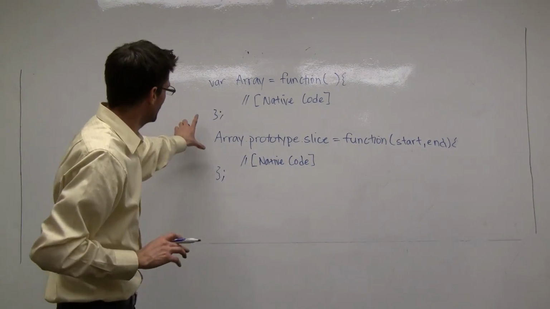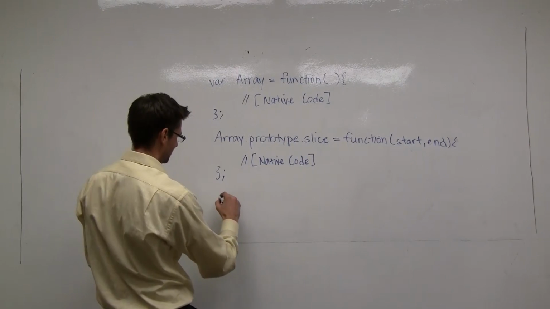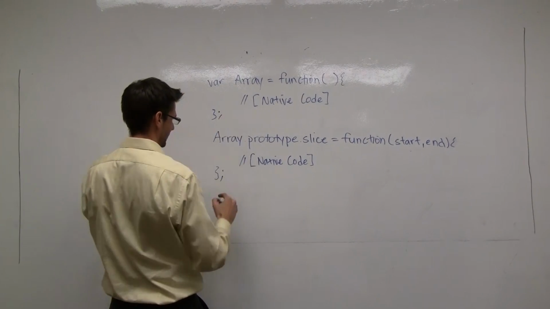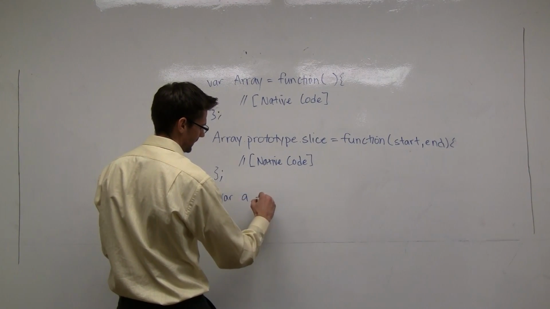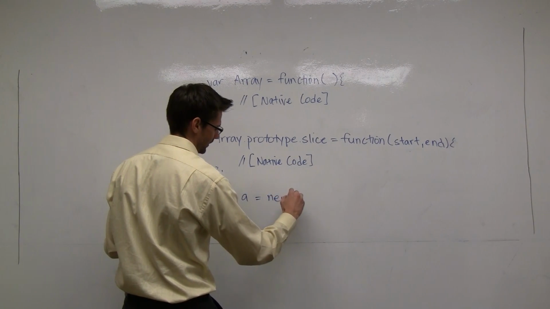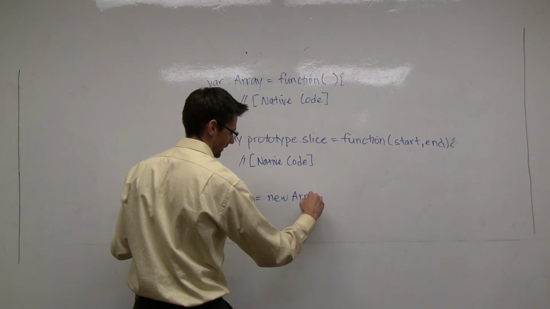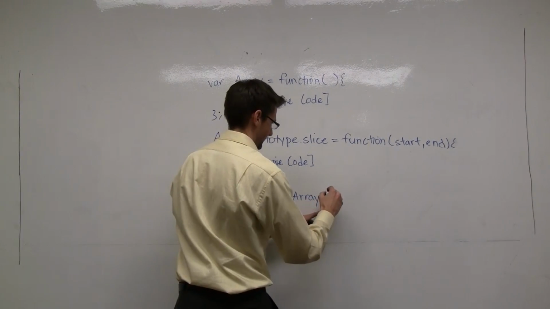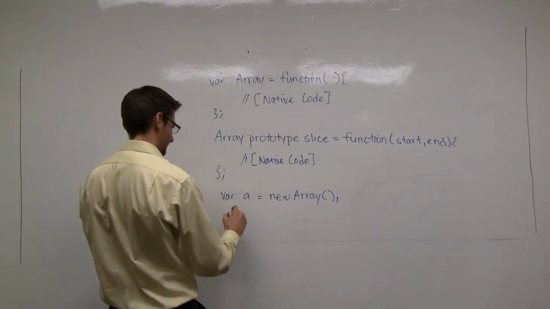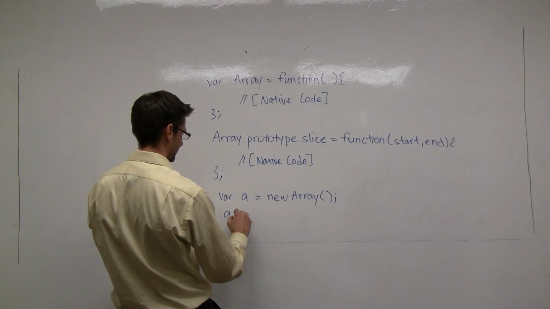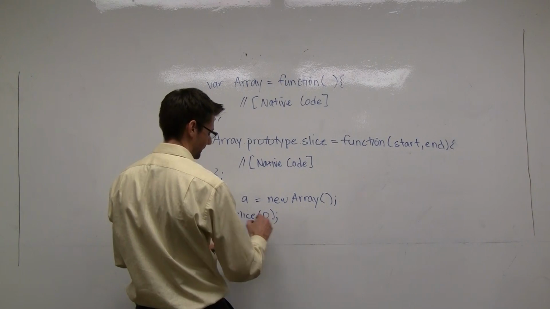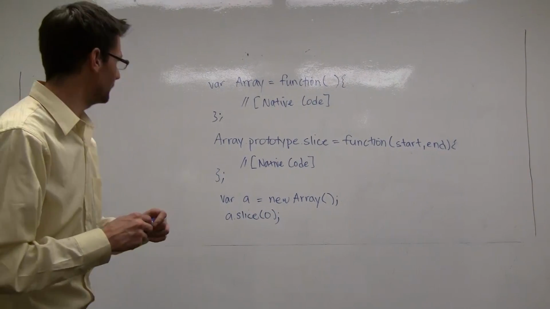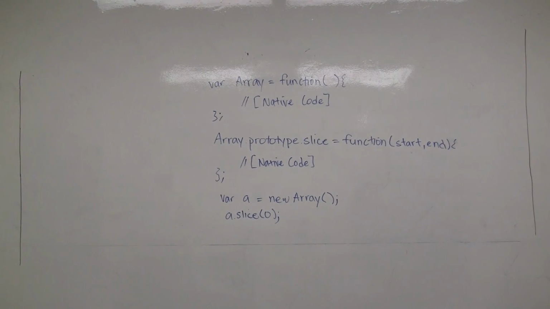That right there will now give us the ability to come down here. So let's say we wrote this all in line. We could say var a equals a new array, and we actually have at that point a dot slice, and we can invoke it with 0. So if that didn't confuse you, I don't know what will.